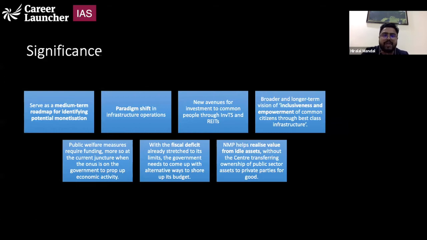Now, this program has various significance, especially in light of the fact that currently Government of India is facing a lot of crunch, especially in the context of finance. So therefore, in such circumstances, if Government of India is able to fetch 6 lakh crore from the financial year 2022 to 2025, it will be a huge boost for the Government of India. At the same time, it will also be very helpful for the Government of India to push for the privatization through other channels.